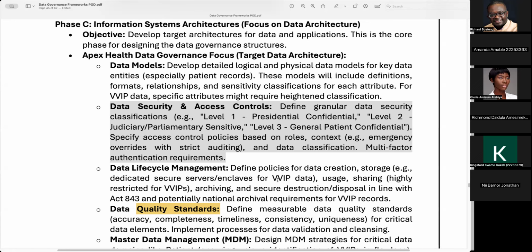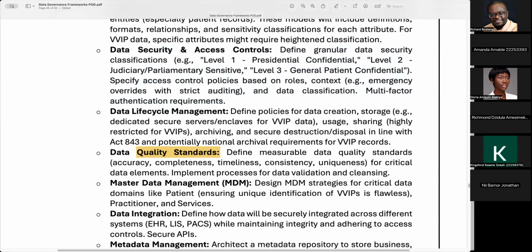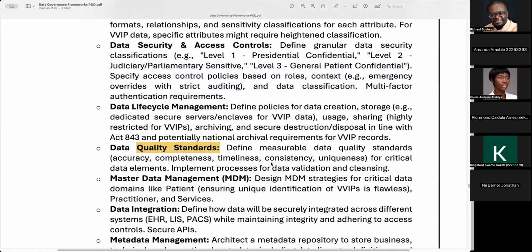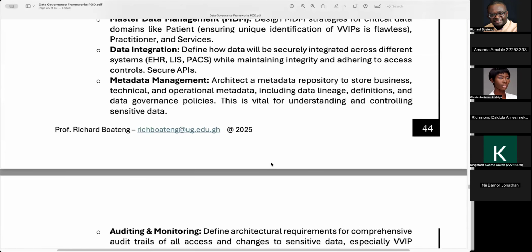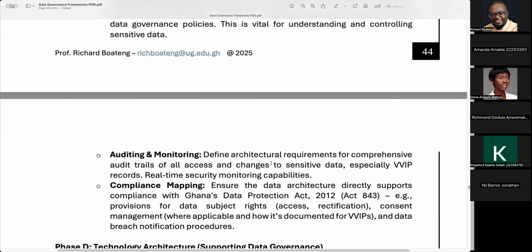It mandates technologies like strong multi-factor authentication, MFA, and privileged access management, PAM, for IT administrators handling these systems. Data lifecycle management policies are translated into architectural requirements. The architecture must support secure data creation, secure storage, potentially requiring dedicated physically and logically segregated secure enclaves for VVIP data, controlled usage tracking, highly restricted and audited data sharing mechanisms, if any, secure archiving procedures, and verifiable data destruction disposal methods compliant with Act 843 retention schedules, potentially even considering requirements for secure long-term national archival for certain VVIP records.